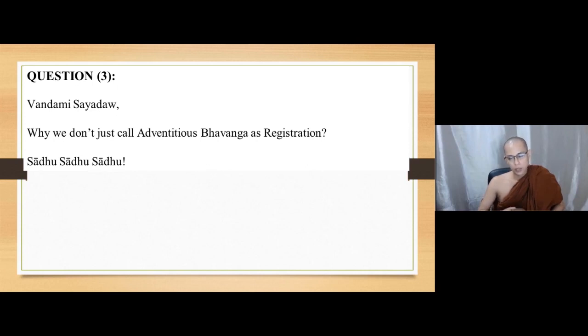Actually, for the registration in Pali, it is Tadarammana. So according to that name and nature, Tadarammana must follow the object of the Javana. To take the Javana's object, it needs to follow the Javana. But in this case, it does not take the same object as the Javana. It takes a different object. That is why the name Tadarammana, or registration, does not match that mind moment.